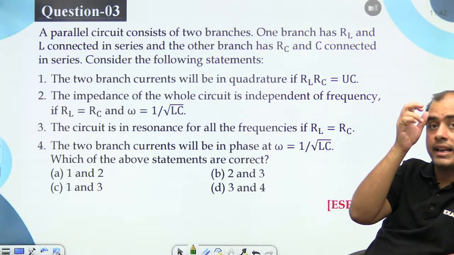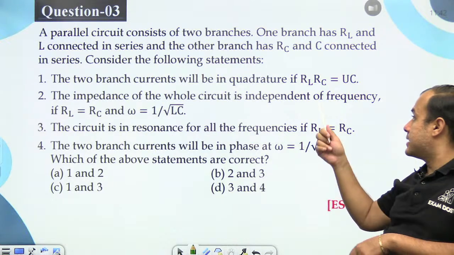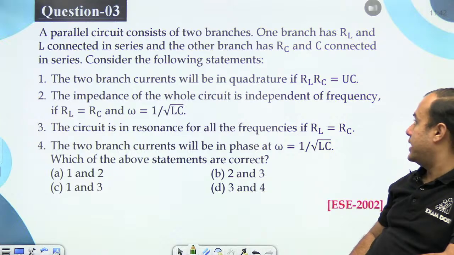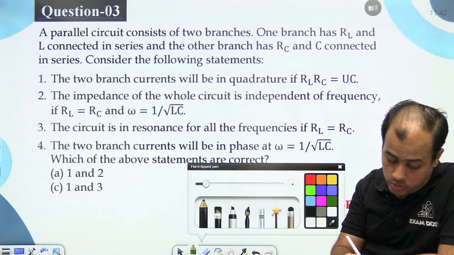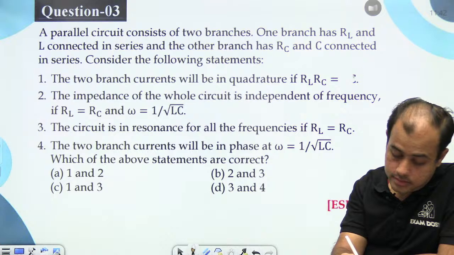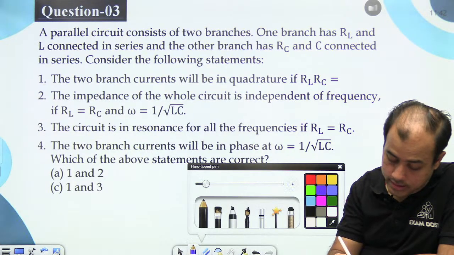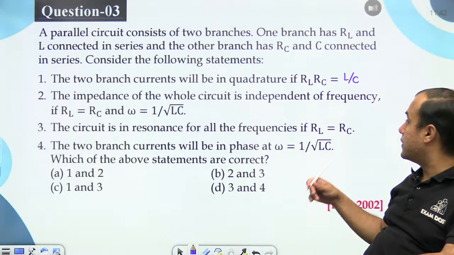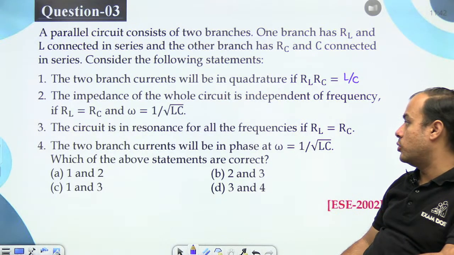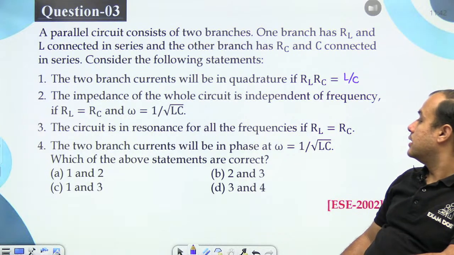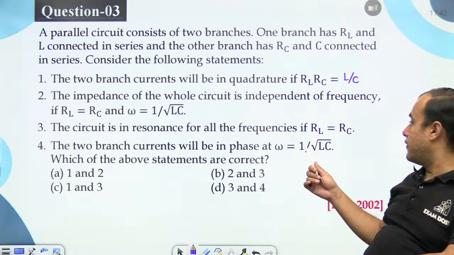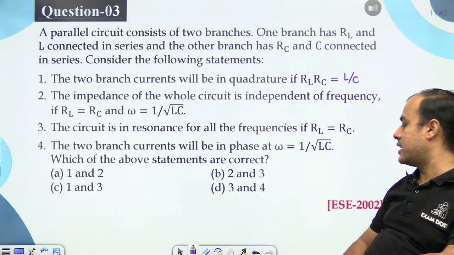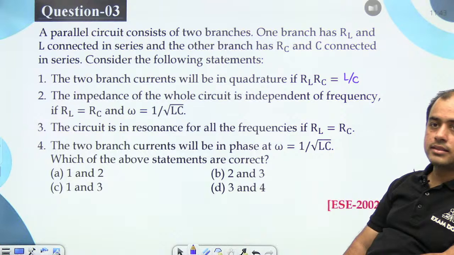Next. A parallel circuit consists of two branches. One branch has RL and L connected in series. Other has RC and C connected in series. The two branches will be in quadrature if RL RC is equal to L into C. One minute, not L into C, L by C. Impedance is independent of frequency if RL equal to RC and omega is 1 by root LC. The circuit is in resonance for all frequency if RL equal to RC. The two currents will be in the same phase at omega equal to 1 by root LC. ESE 2002.